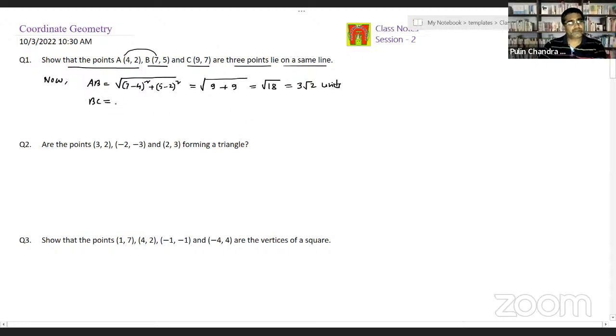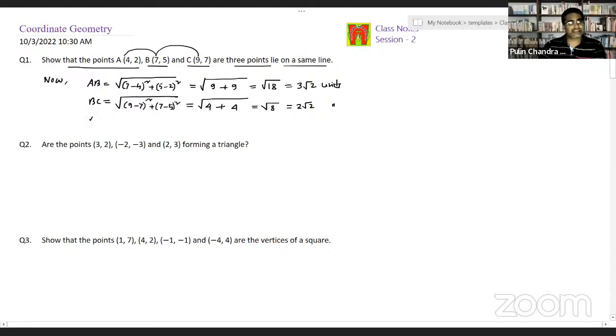Similarly, you work out what BC is. So BC, you can find, is 9 minus 7 whole square, and then 7 minus 5 whole square. And what you will get here, 9 minus 7 will give you 2. 2 square means 4. And then 7 minus 5 is 2, and 2 square is again 4. So here you will be getting this as root 8, which you can write as 2 root 2 units.